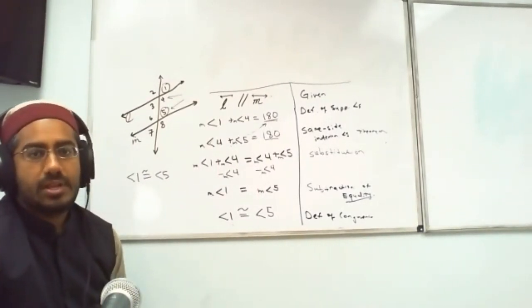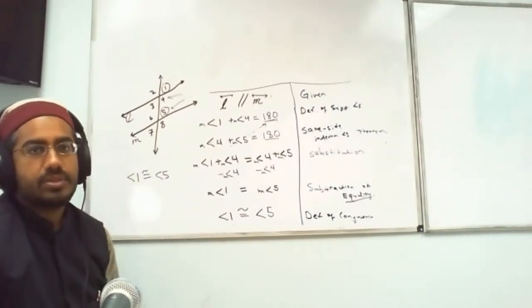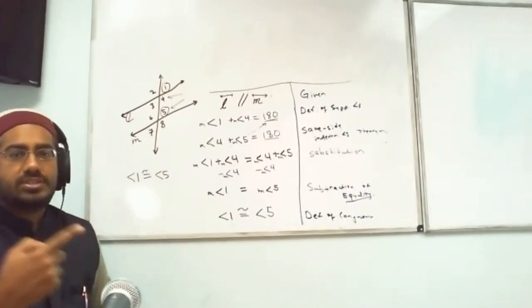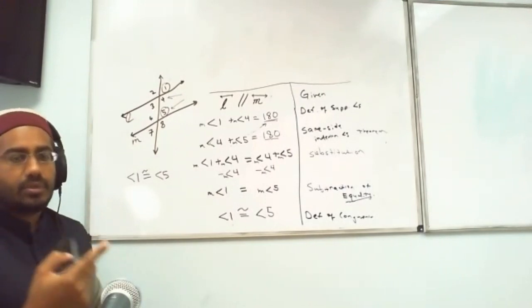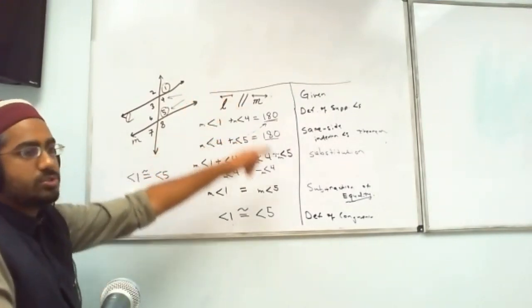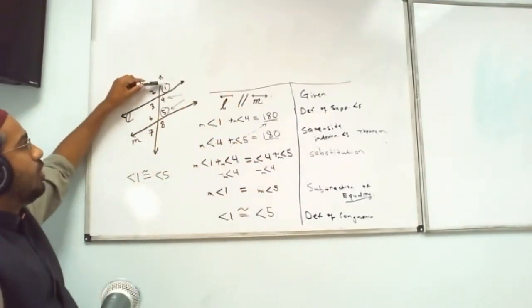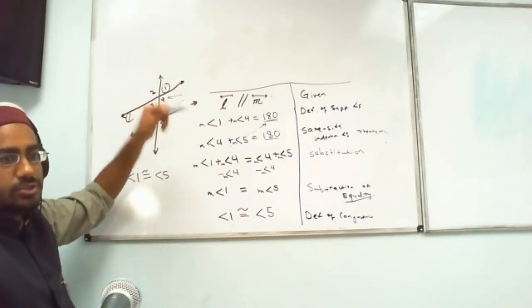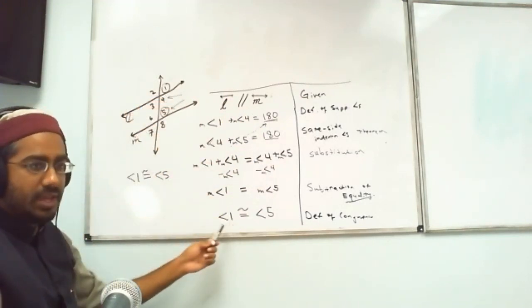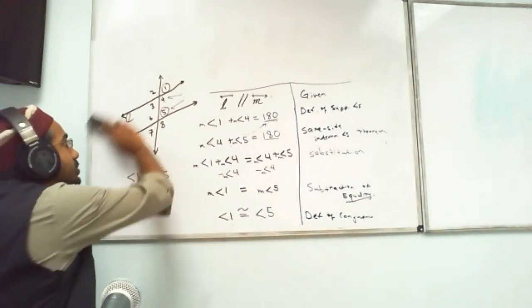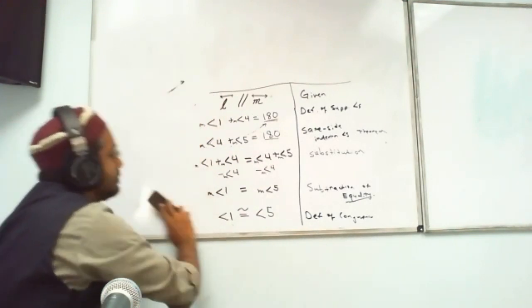All right. So now let's do this one over here, right? We're going to prove the alternate interior angle theorem. So this was the corresponding angles. Remember we said 1 and 5 are corresponding angles. So we showed that, yes, corresponding angles are congruent, right? So now we're going to prove alternate interior angles.